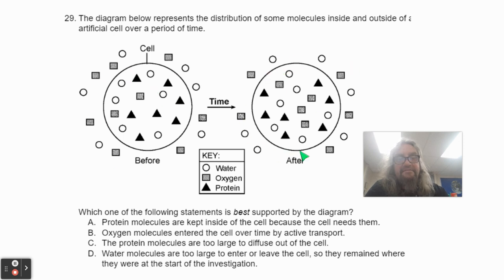Before and after. Okay. Which one of the following statements is best supported by the diagram? A, protein molecules are kept inside of the cell because the cell needs them. B, oxygen molecules entered the cell over time by active transport. C, the protein molecules are too large to diffuse outside of the cell. D, water molecules are too large to enter or leave the cell, so they remained where they were at the start of the investigation.